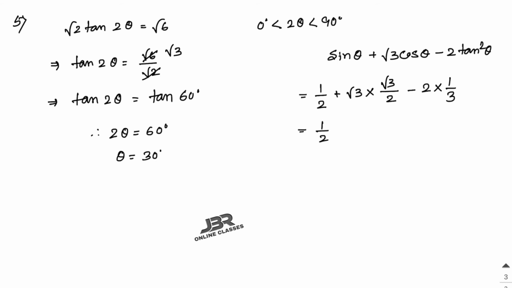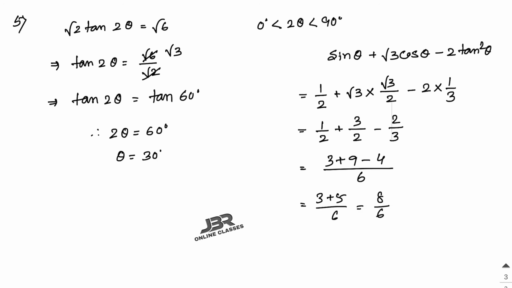So here half, then root 3 into root 3 by 2, that is 3 by 2, and then 2 by 3. So LCM is 6, and that equals 3, 9, and 2 times 2 is 4. So 3 plus 9 minus 4, that is 8 by 6. So it's 4 by 3. Okay, so 4 by 3 is your answer.